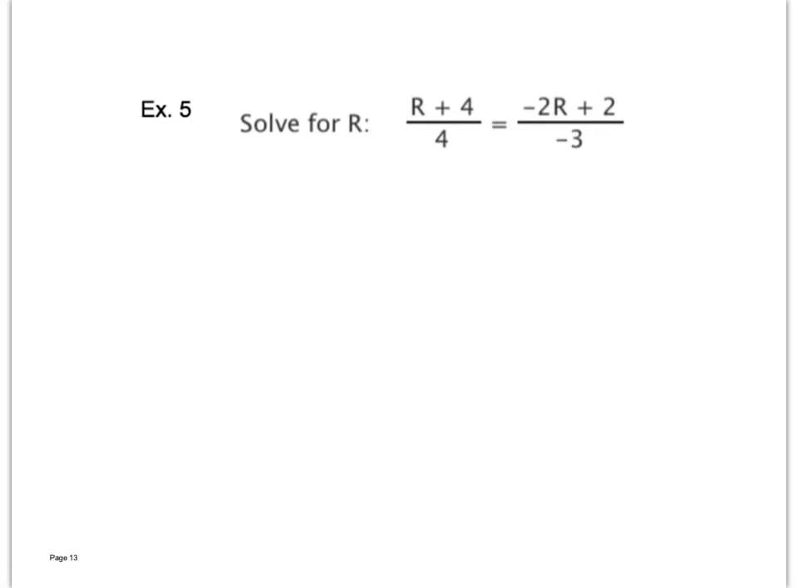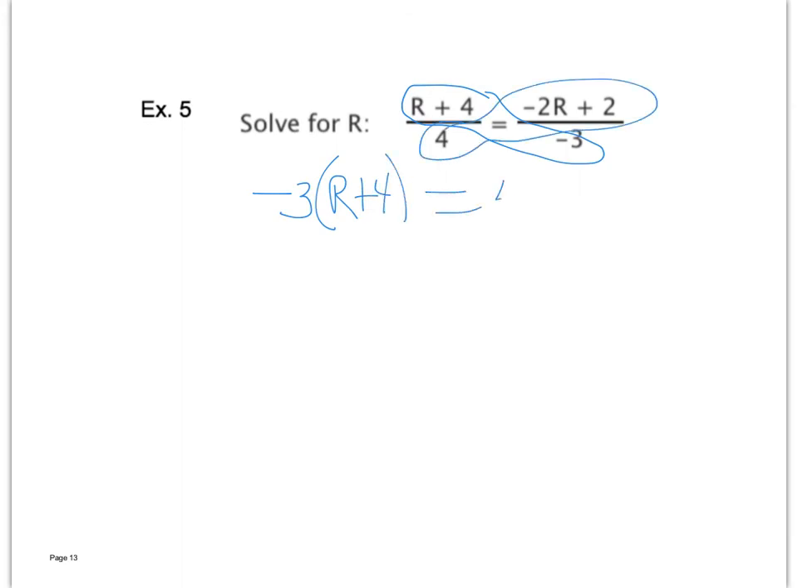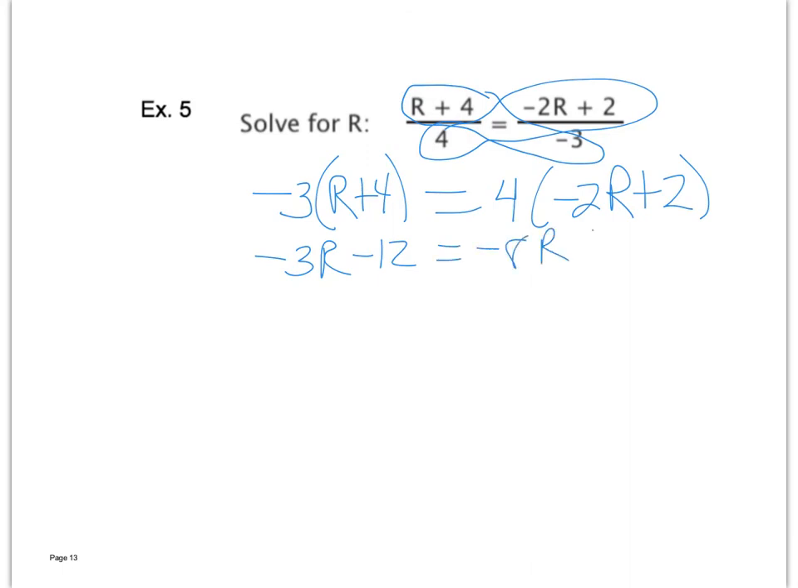Now here we got r's in both places. You can do this. Do not freak out. You've got this. All you have to do is cross multiply. Negative 3, parentheses, r plus 4. Those parentheses are uber important. You need them, because you're multiplying by that whole top, or that whole denominator, or the whole numerator, depending on what the problem is. Now distribute the negative 3. Now I'm distributing the 4.